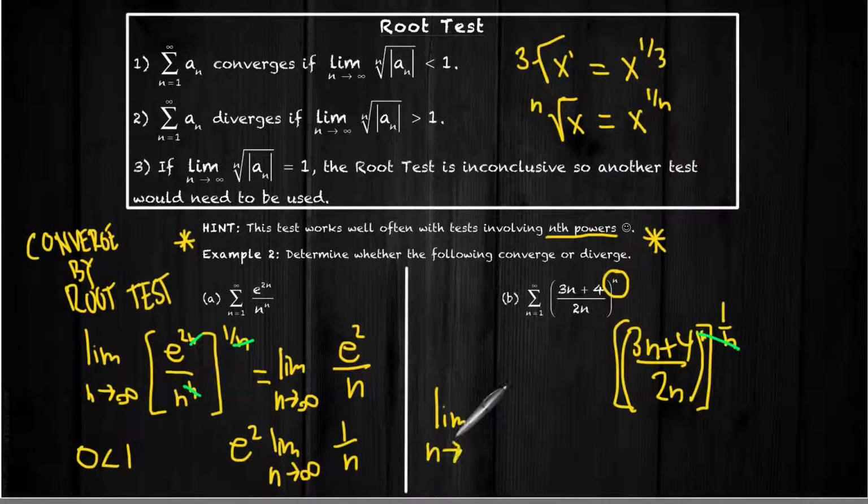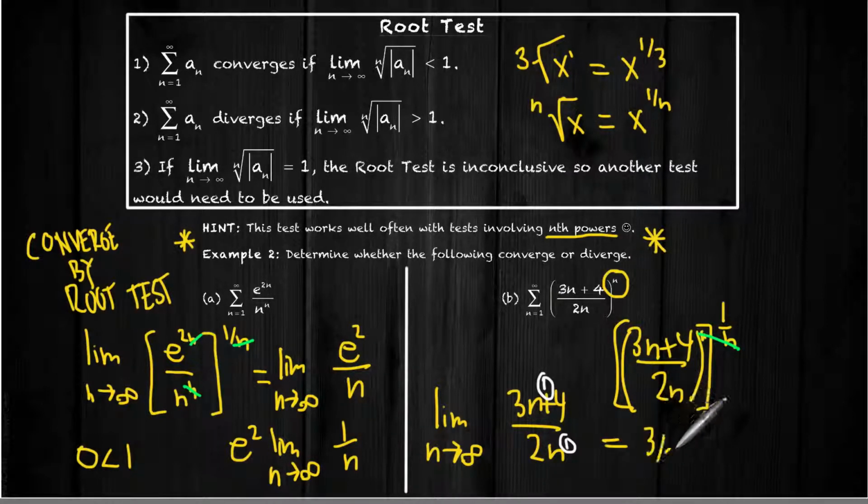And so that's going to leave us with the limit as n approaches infinity of (3n plus 4) over 2n. And so we see that this is going to be another situation that we've seen many, many times. The powers are the same, 1 and 1. So when the powers are the same, you can divide the coefficients. So this limit is going to go to 3/2. That is greater than 1. So this is going to diverge by the root test.